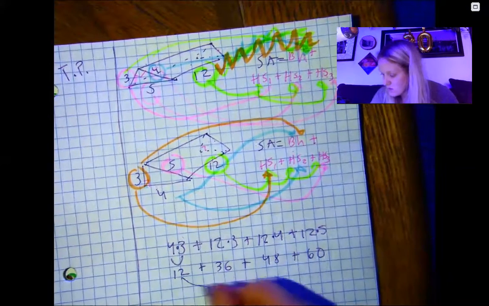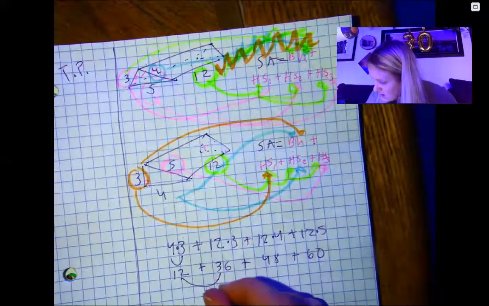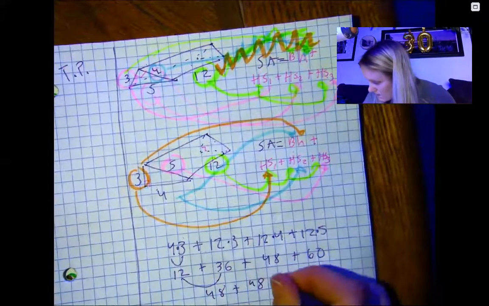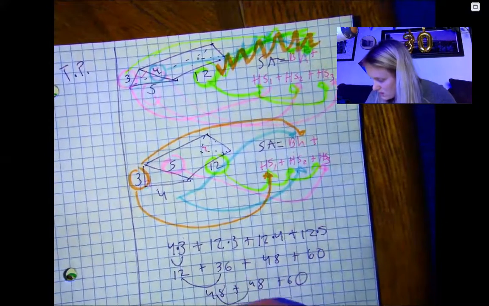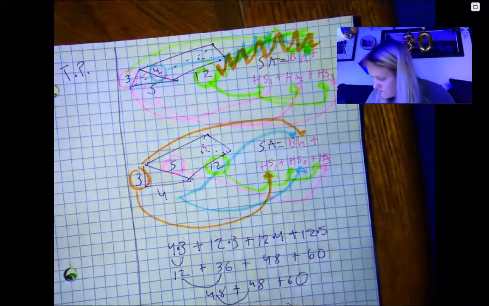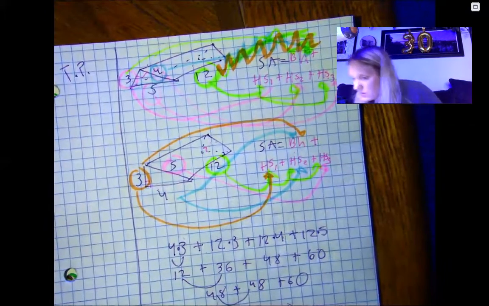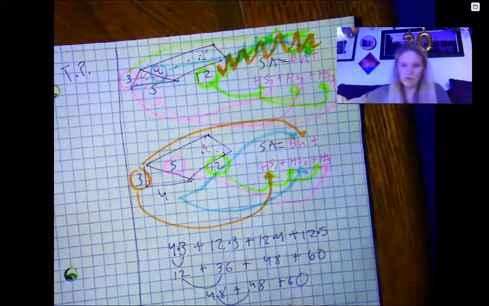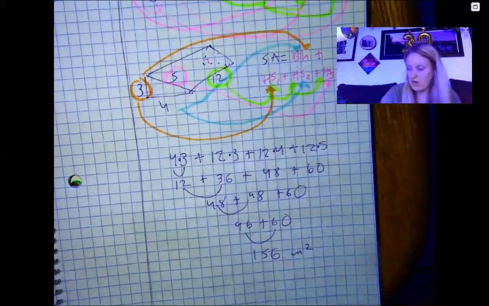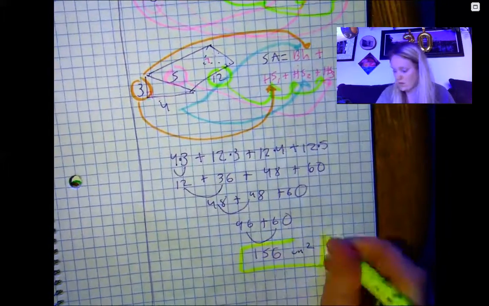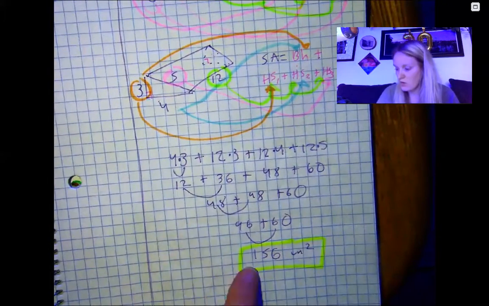Now I can add. 12 plus 36 is 48. 48 plus 48 is 96. 96 plus 60 is 156. And then they don't give us units, so units squared. So that's how much it would take to cover the outside of this triangular prism. Okay, it was the 2 triangles.